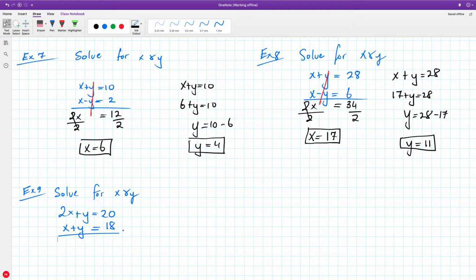So whatever answer you got, x is equal to 2, yeah? We put it into 2x plus y is equal to 20, because x is 2, that's actually multiplication. So 2 times 2, which is 4. Alright?